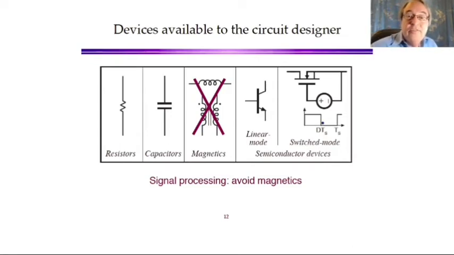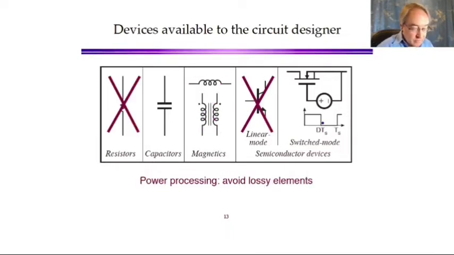In power processing, by contrast, what we want to do is avoid using elements that consume power. So for that reason, we don't want to use resistors. However, capacitors and magnetics are fine, and in fact, it may be easier in a high power application to build a good inductor than it is to build a good capacitor. But we commonly use inductors, capacitors, transformers, and other elements because although they store energy, ideally they don't consume power. We can get that stored energy back at some later time.